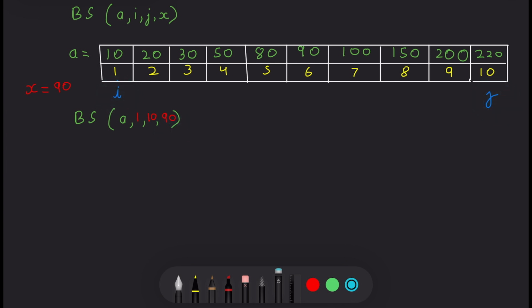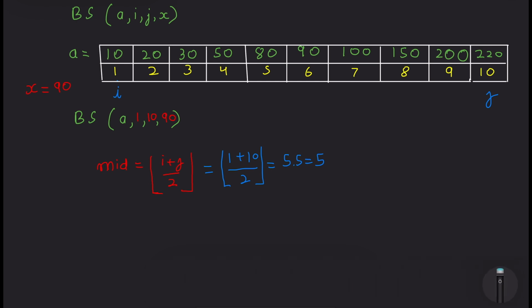The first step will be to find the mid element, which is equal to (I plus j) by 2. Here this will be equal to (1 plus 10) by 2, which is equal to floor of 5.5, which is equal to 5. Now we will compare the element x with the element which is at the mid position. Here we can see 80 is not equal to 90, but 80 is smaller than 90.